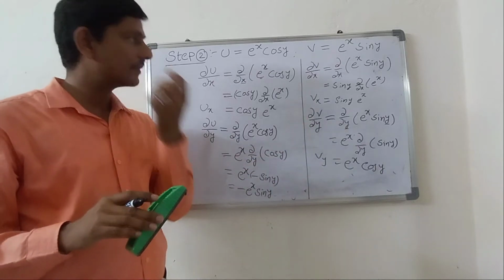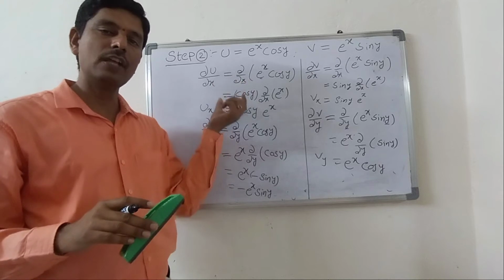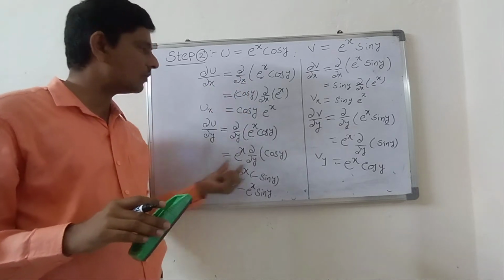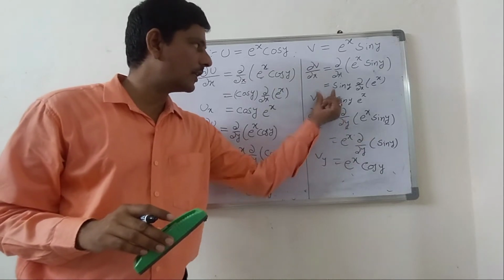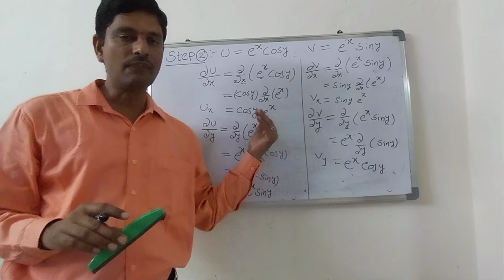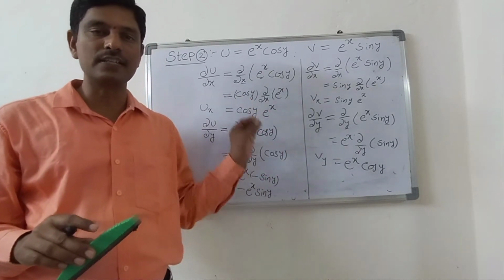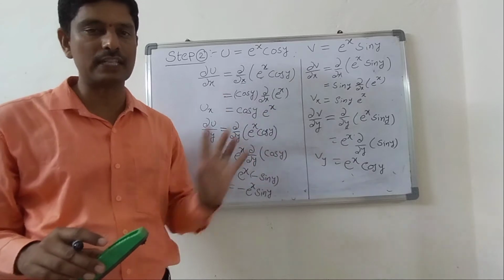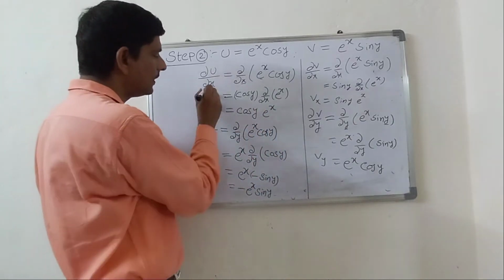Now we have to check the CR conditions, because the given function is clearly single valued function and the partial derivatives also finite. So dou u by dou x existed, dou u by dou y is also existed, dou v by dou x is existed, and dou v by dou y is also existed. That means second condition is default satisfied. So we move to the third condition. If third condition satisfies, then this function is said to be analytic, otherwise it is not analytic. Okay, clear?